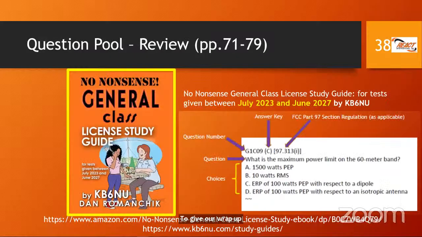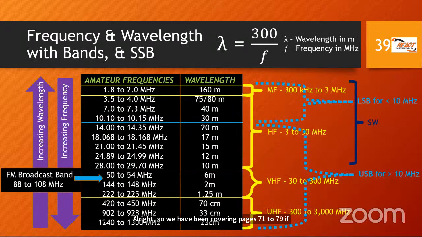All right, so we have been covering pages 71 to 79 if you're following on the No Nonsense General Class License Study Guide. So this is our trusty little table, because sometimes we need to know what is HF, what is VHF, what is UHF, what is the 70 meter band, what is the 20 meter band, what is the 40 meter band, what is the 160 meter band in terms of frequencies. So hopefully this trusty table will help us as a reference until it becomes second nature to us.